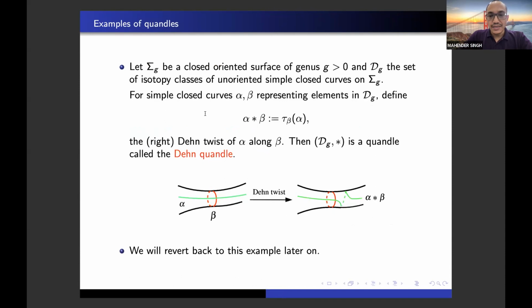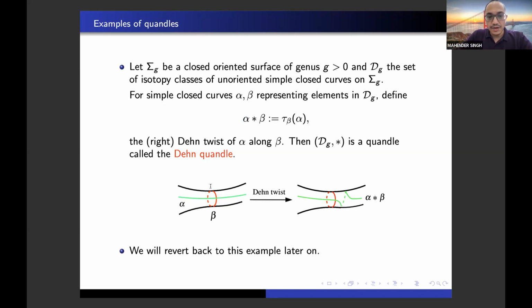The quandle of interest to this talk will be the Dehn quandle. So let me define it very quickly here. I will come to this later on in detail. If you take a surface Sigma G and take D G to be the set of all isotopy classes of oriented simple closed curves, you can define a binary operation on this set. Take a simple closed curve alpha, take another one beta, and you define the action of beta on alpha to be simply the image of alpha under the Dehn twist along beta.